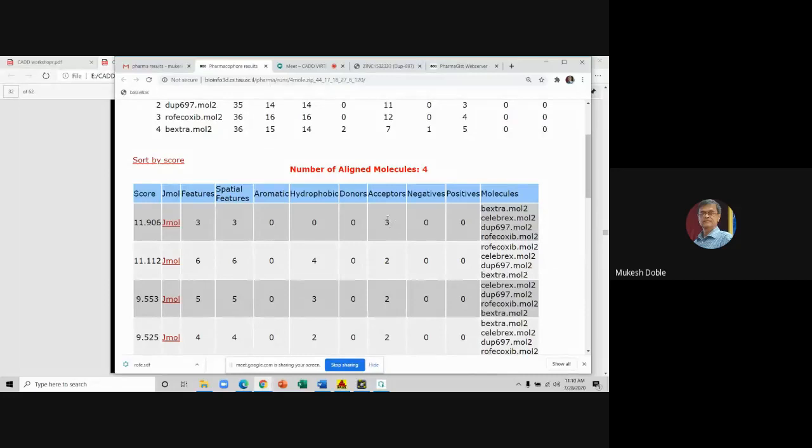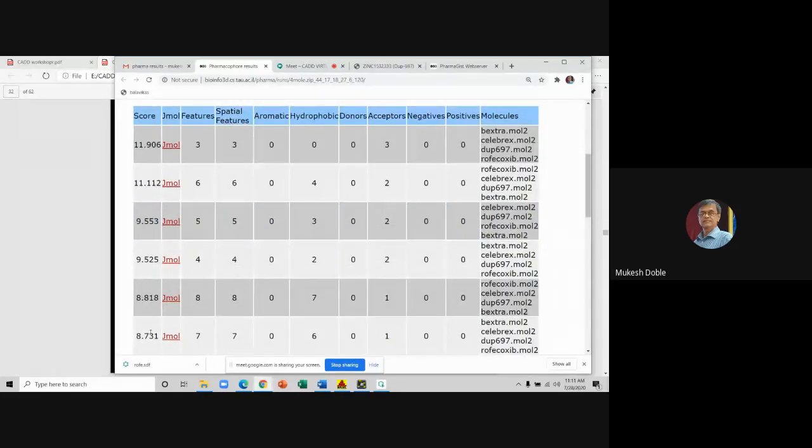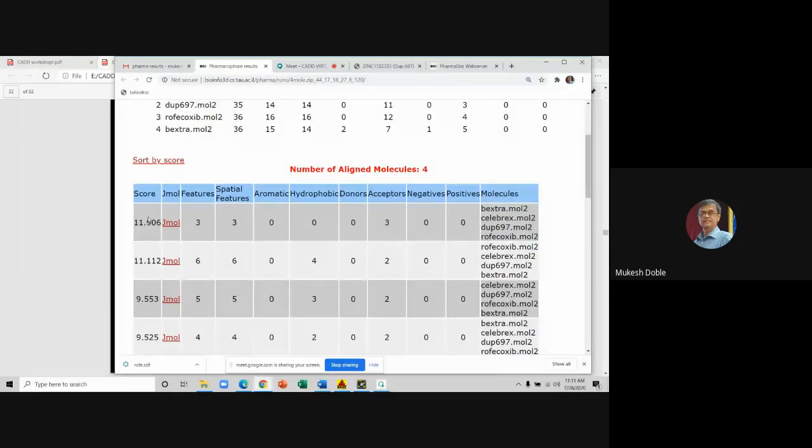What are the 3 features? They are 3 acceptors. It has also identified different features, 6 features, 5 features, but the score is less. So generally we take the one which has got the highest score. It has identified 6 features, where 2 acceptors and 4 hydrophobic groups, and also 5 features, that means 3 hydrophobic and 2 acceptors, but the score is low. So it has given different answers, different values. So generally we take the one which has got the highest score.